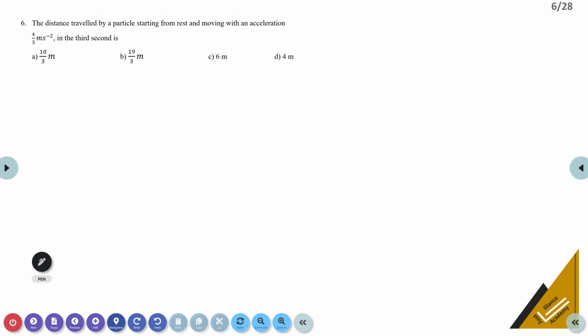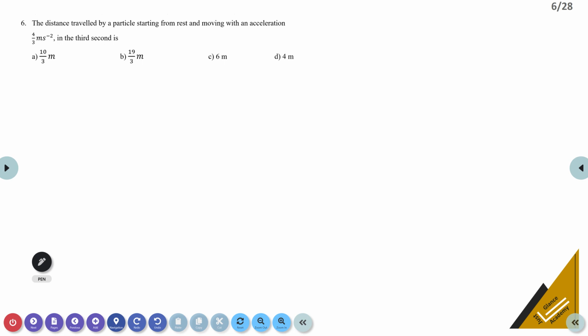Next. Sixth one. The distance traveled by a particle starting from rest and moving with an acceleration 4 by 3 meter per second square in the third second is.